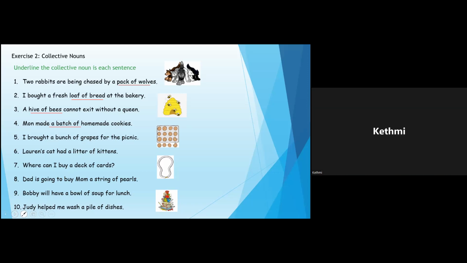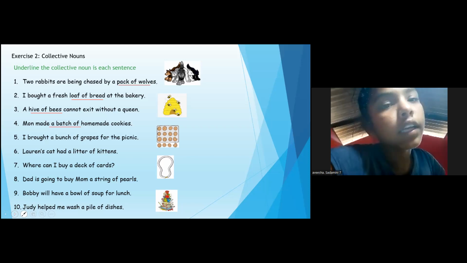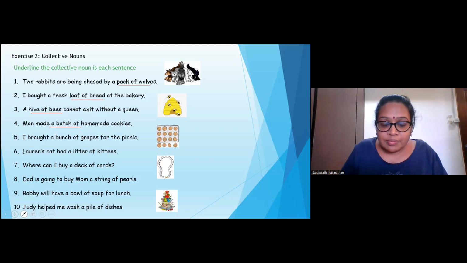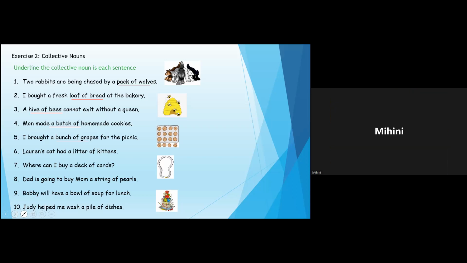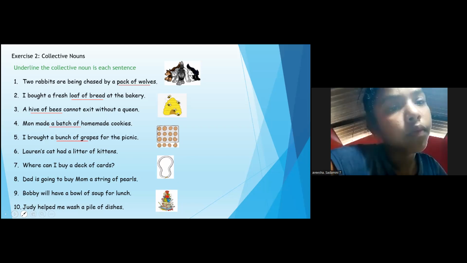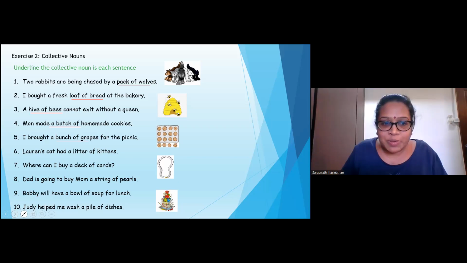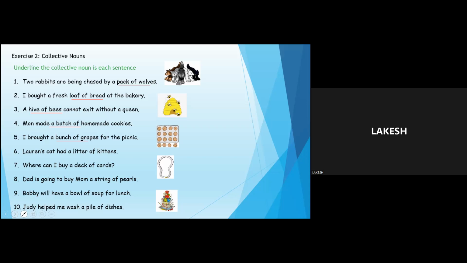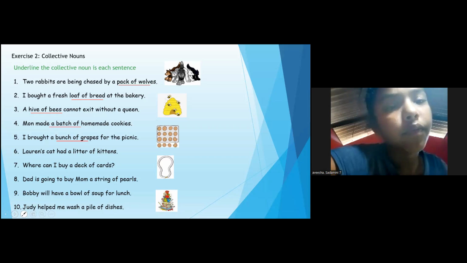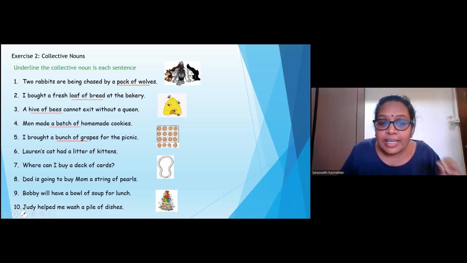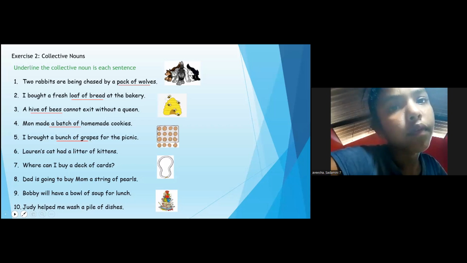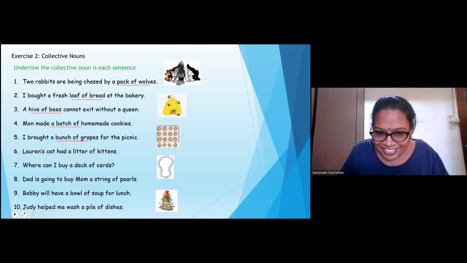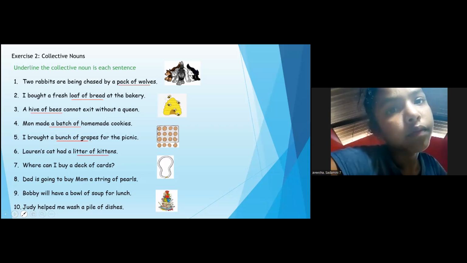Who would like to read number 5? Brought a bunch of grapes. Very good. Collective noun. Bunch of grapes. Very good. All right. Okay. Can I have number 6? Can you read number 6, please? Lawrence's cat had a litter of kittens. Yes. Okay. Can I know what's the collective noun here? Litter of kittens. Are you sure? Very sure? Yes. Well done. Good job.